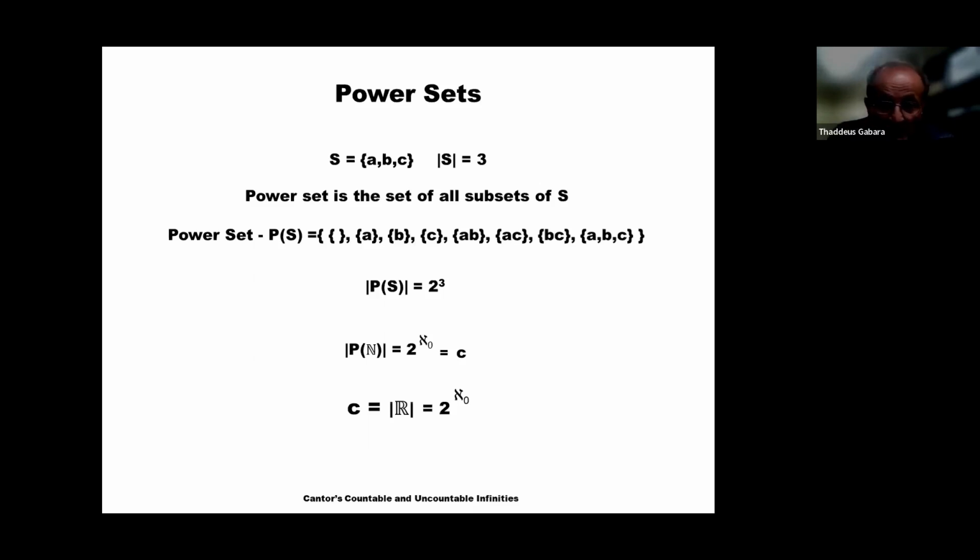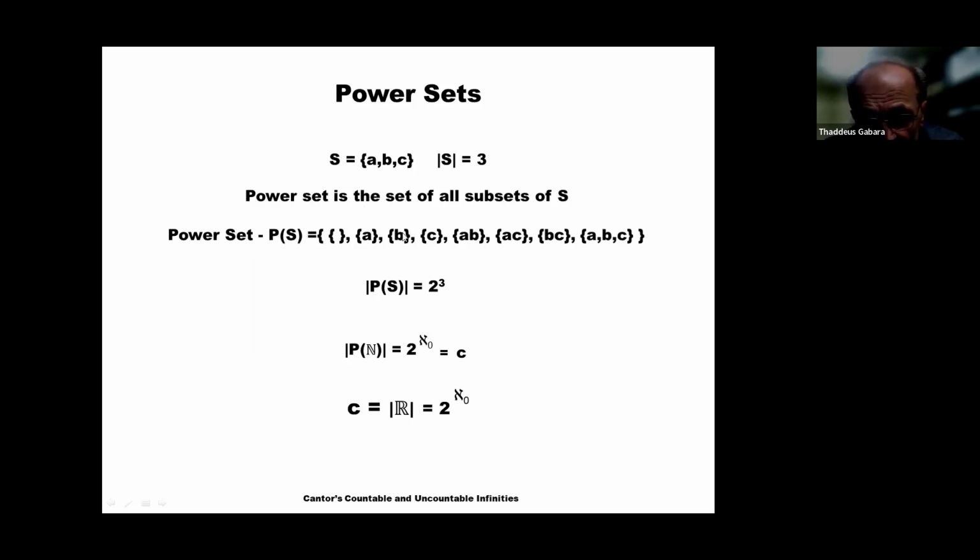Next, he went into power sets. So let's define what a power set is. We can have some set S that contains A, B, C. The cardinality of this is 3. The power set is the set of all subsets of S. So every set contains the null set, which is here. So here we start building up the power set.